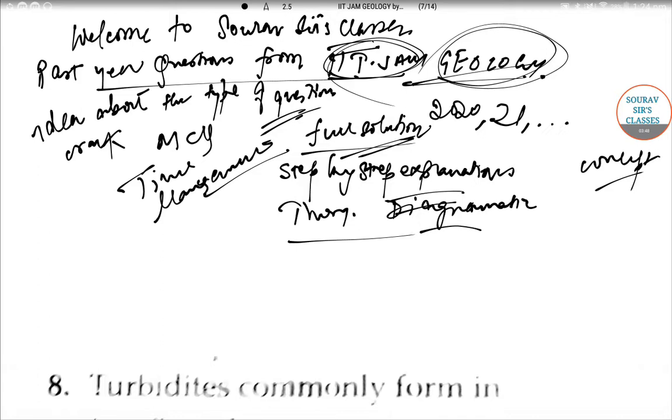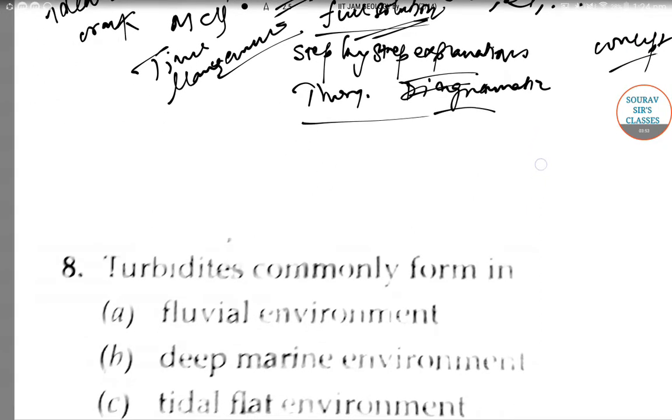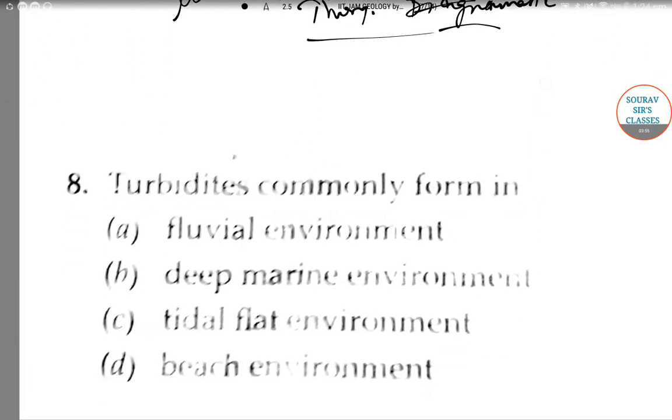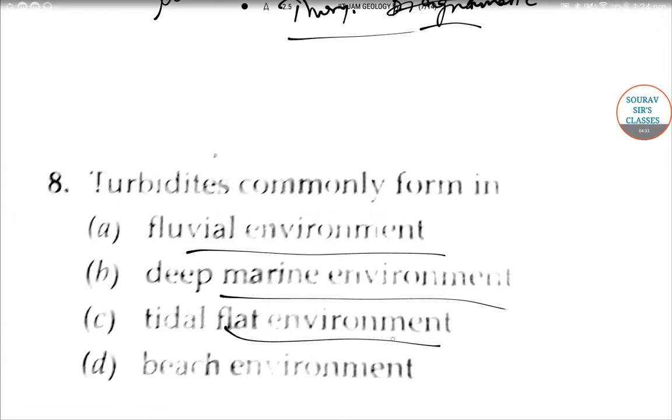The first question is now on your screen. Turbidites commonly form in which environment: fluvial environment, deep marine environment, tidal flat environment, or beach environment? So 4 options have been given.